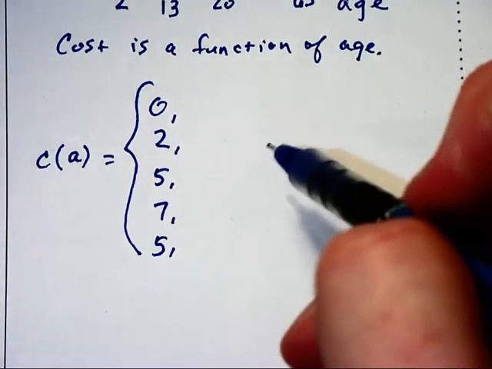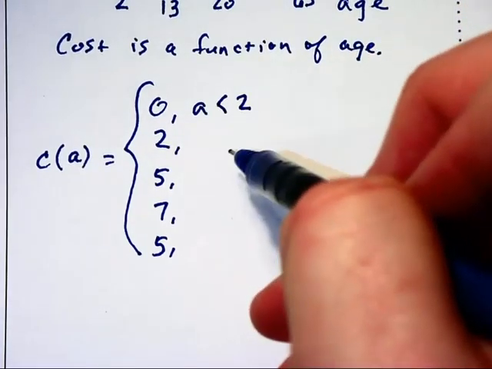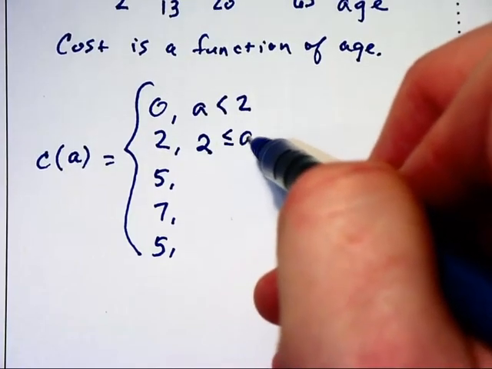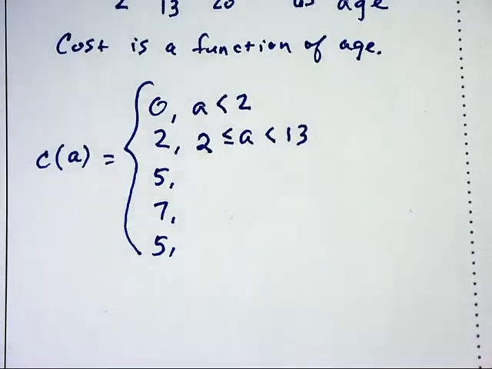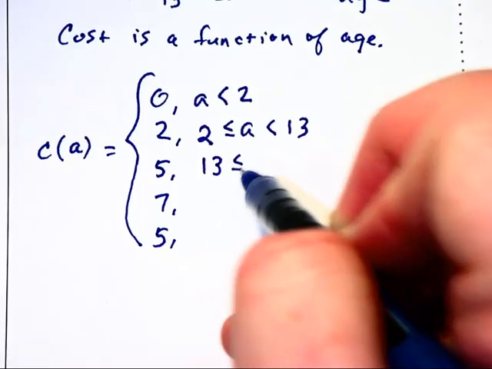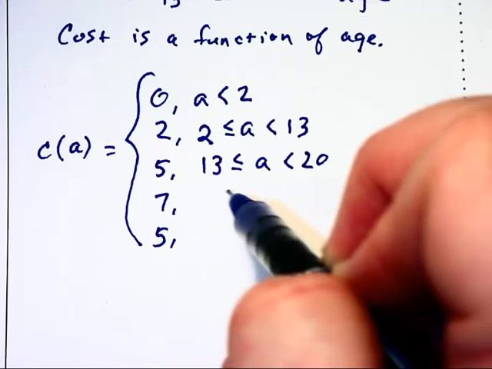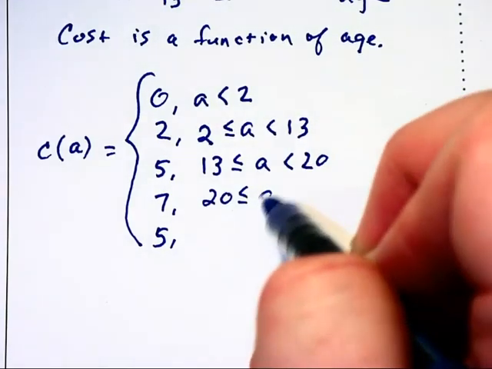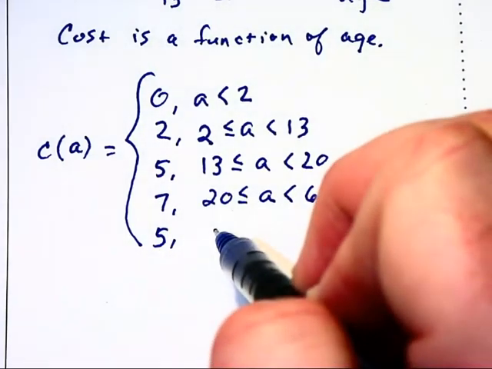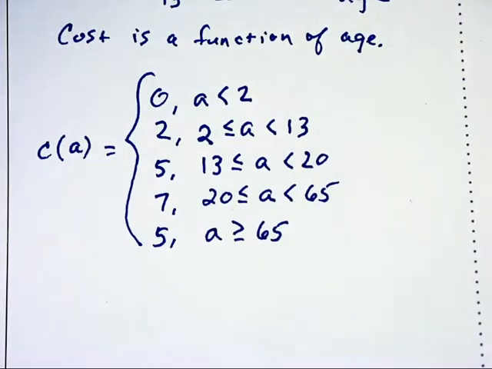So put these commas in. Your cost is 0 if your age is under 2. Your cost is $2 starting on your second birthday. So 2 less than or equal to A, less than 13. When you turn 13 years old, 13 less than or equal to A, less than 20, your cost is $5. 20 less than or equal to A, less than 65 gives you a cost of $7. And finally, when your age is greater than or equal to 65, your cost is $5.